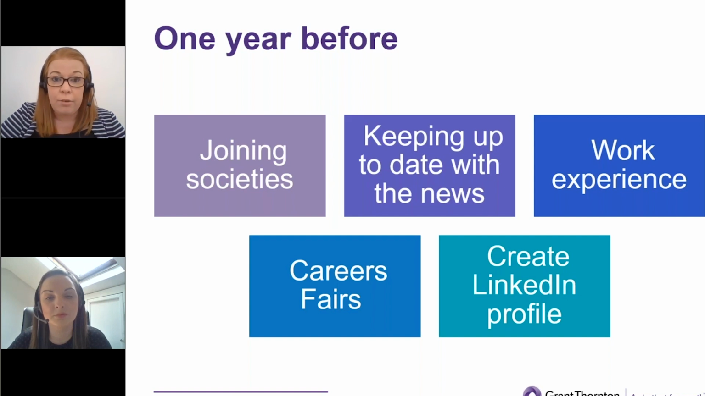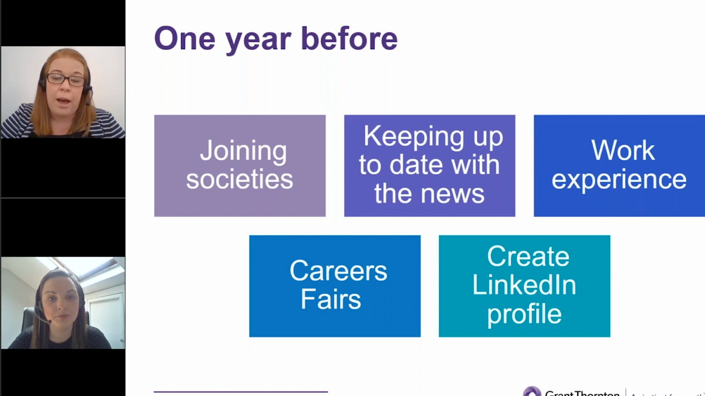The first is around joining societies. Whether you're a first-year university student walking around Freshers' Fair, not really sure which university societies you want to join, there are 2 types of societies that you might want to consider. The first is those societies that you really get enjoyment from, whether that's sports societies, art societies, ones where you can really build your friends' networks.